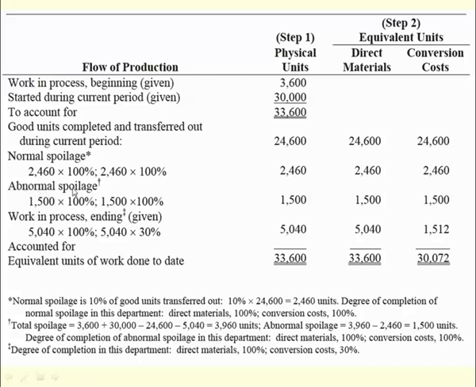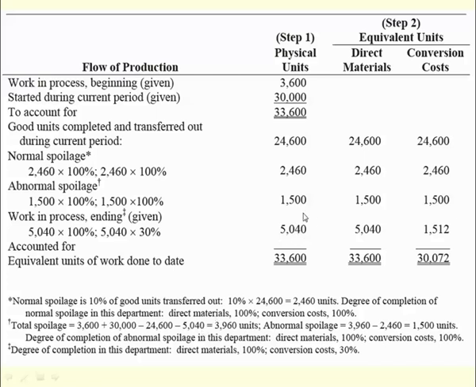Then to calculate abnormal spoilage, we calculate it as follows. First, we need to calculate total spoilage. Total spoilage is 3,600 plus 30,000, which is the total number of units to account for, minus 24,600, which is the number of good units completed, minus 5,040, which equals 3,960 units.